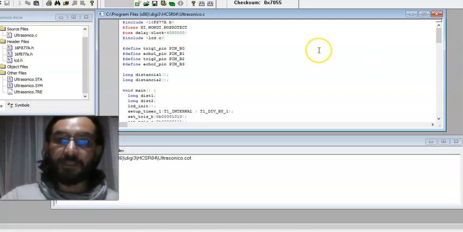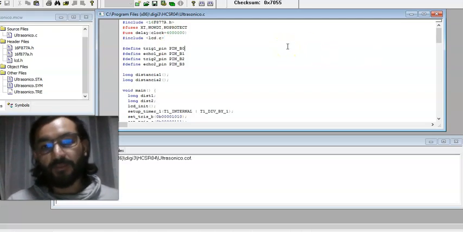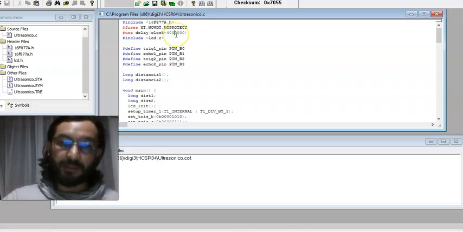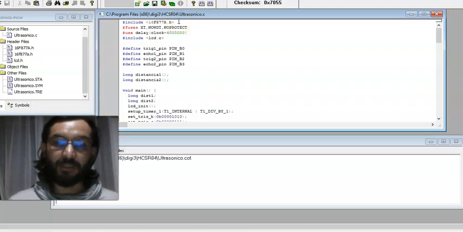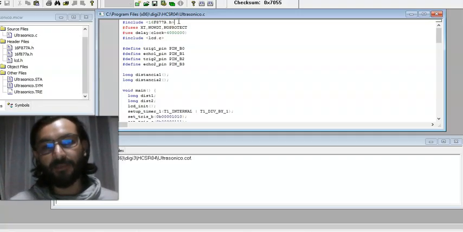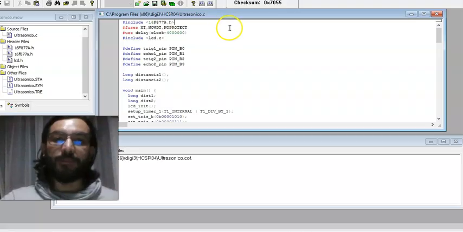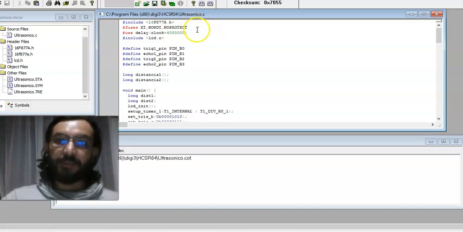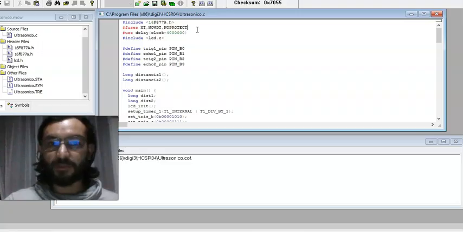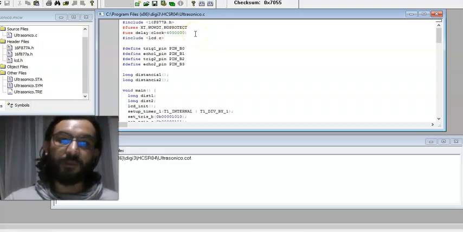The first line of the program or algorithm is the library of the microcontroller used. For this case, it was a 16F77A microcontroller. This line is about the fuses for the microcontroller, and this is the oscillator or the clock.